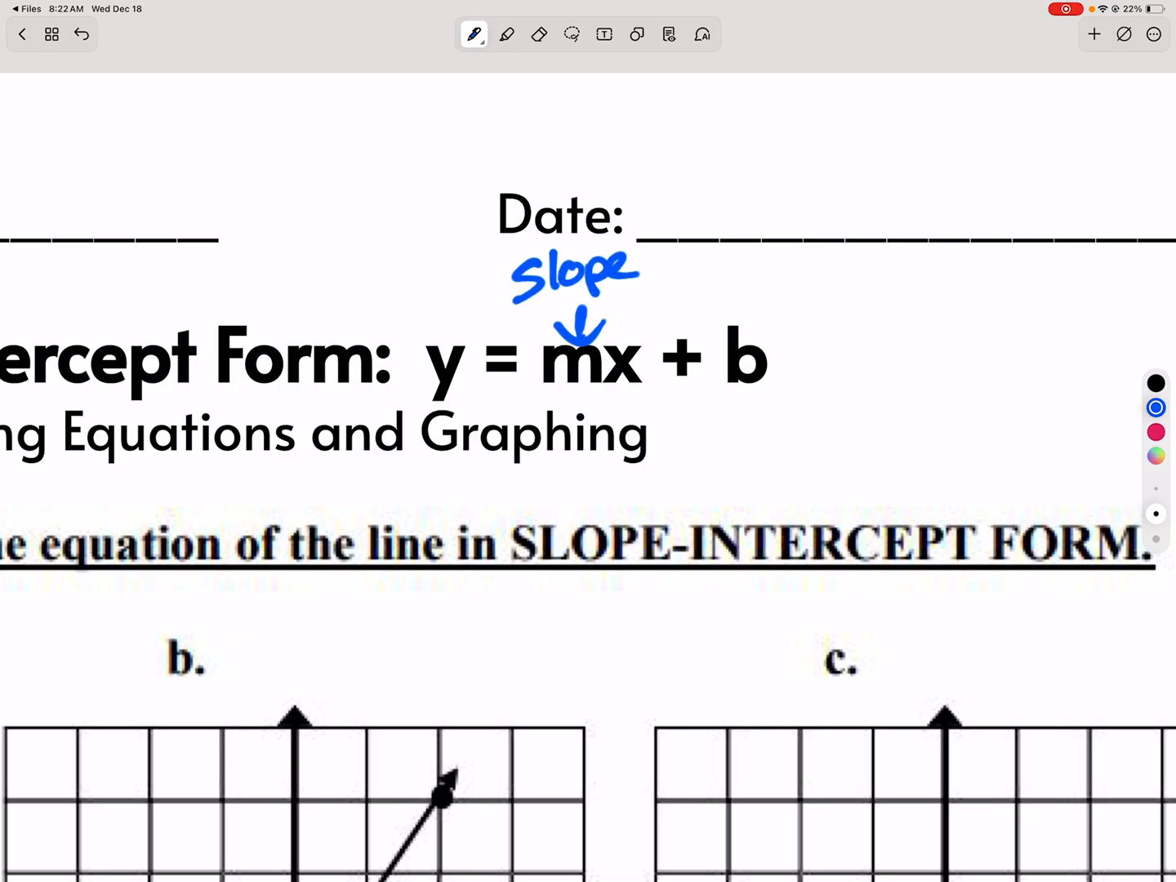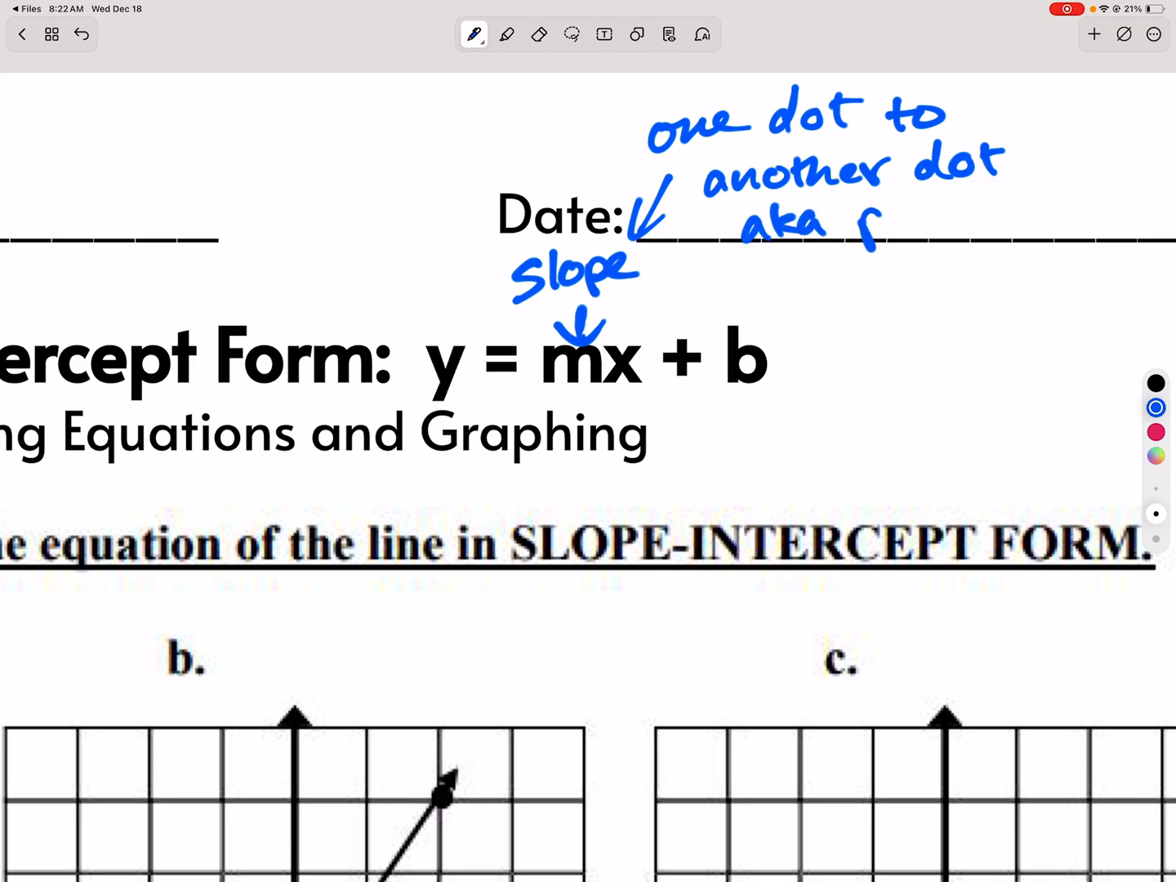Okay, from, how do you go from one dot to another dot? Okay, so one dot to another dot, aka point to point. It's kind of like directions given on a GPS. Like you go up 2 blocks, make a right, etc. So it's like how much from one dot to another.